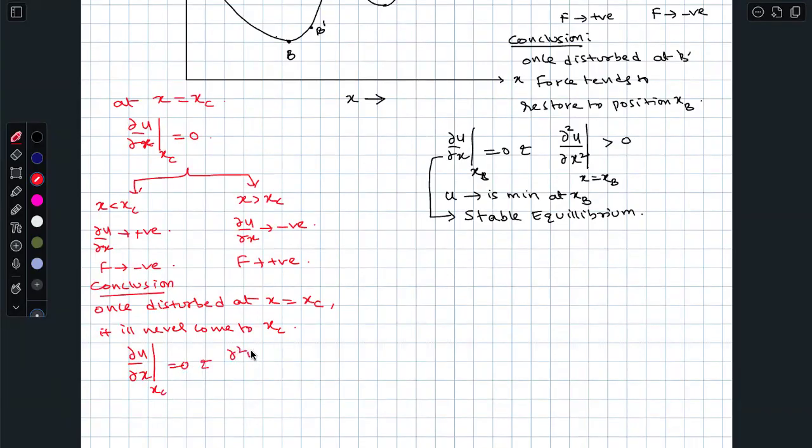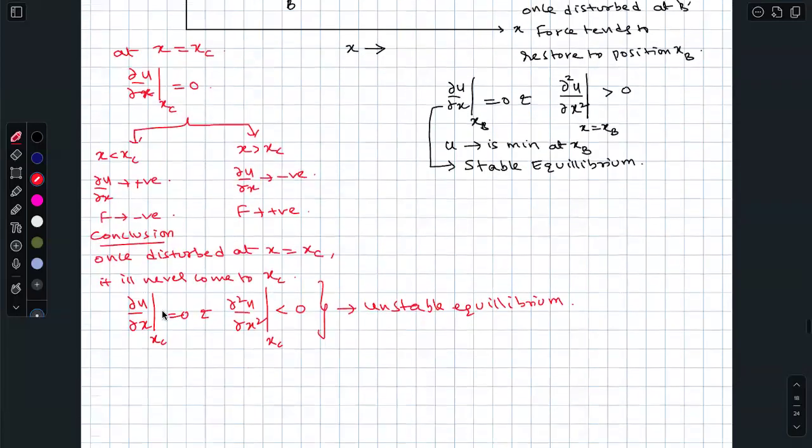In this case, one more important point: dou U by dou X at XC is 0 and dou square U by dou X square at XC is less than 0. Such an equilibrium is called unstable equilibrium. See, what is the big difference? Even though force might be zero, once disturbed, it will never come back to that equilibrium position in unstable equilibrium. And one more important point, in the domain of local XC, potential energy will be maximum at C only.